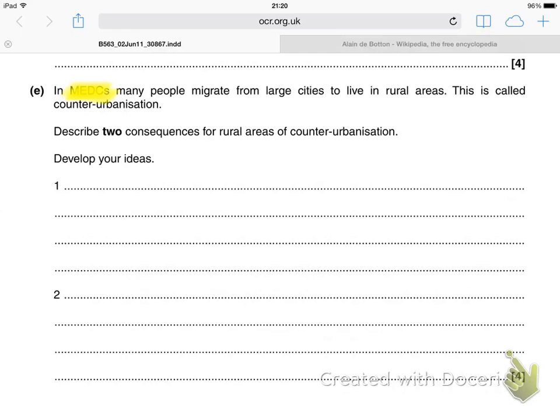This next question you'll see is about MEDCs, so be sure to recognise that we're not talking about poor countries anymore, we're talking about more economically developed countries, and our specific examples that we used in lesson of counter-urbanisation were from here in the UK. The question's asking you about consequences for rural areas, not for the city, for rural areas. A consequence can be something that is both positive and negative. You probably have more negative information in your notes.